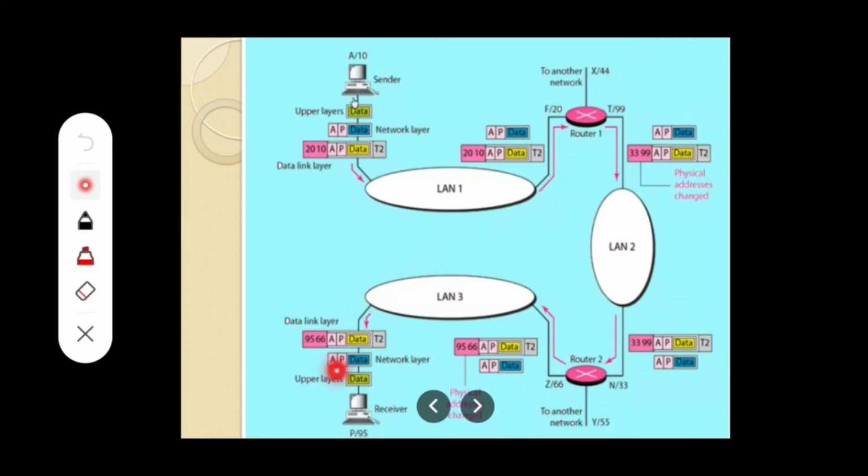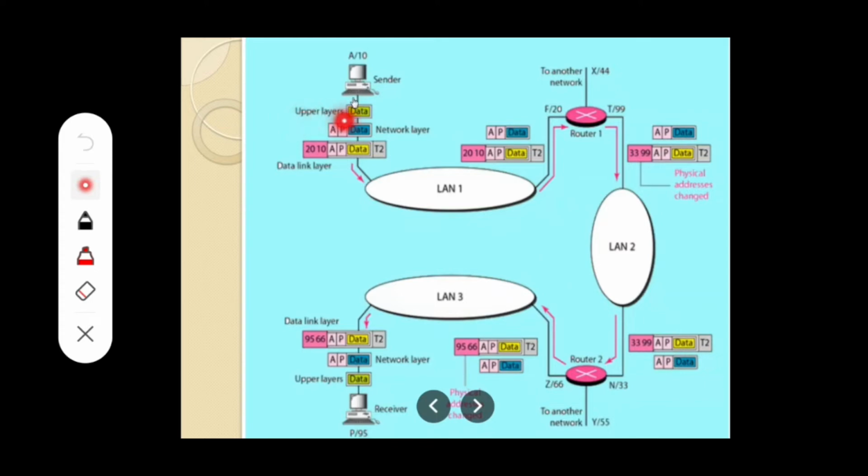When this host takes this, he will decapsulate it and he finds that the source IP address is A and the destination IP address is P. Okay, so he understood that this is for me because his IP address is actually P. Okay, so he understood that this is for me and he will take that data. Okay, this is the procedure how data from the source reaches the destination.